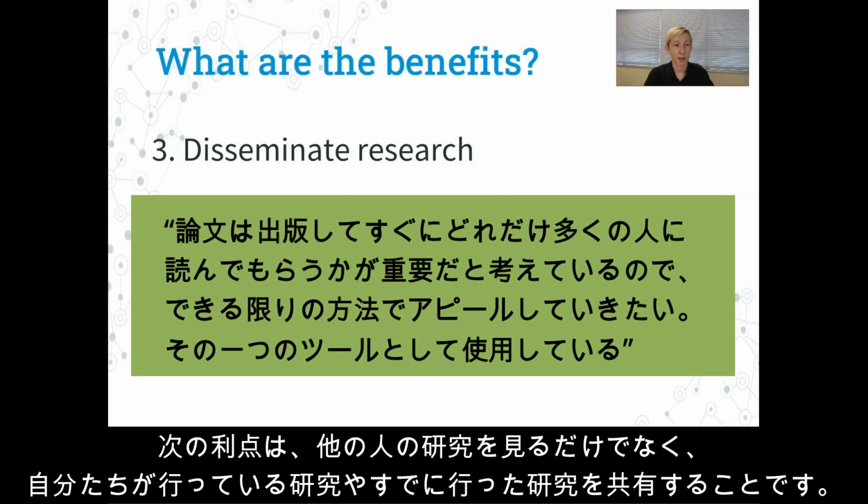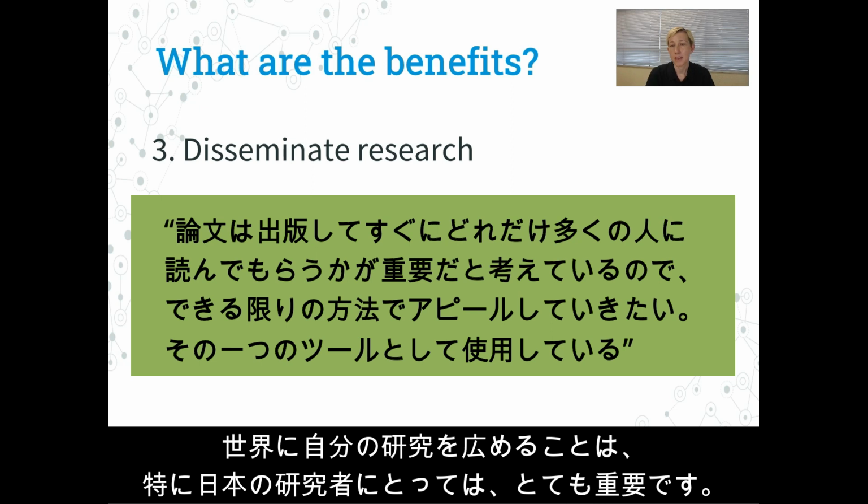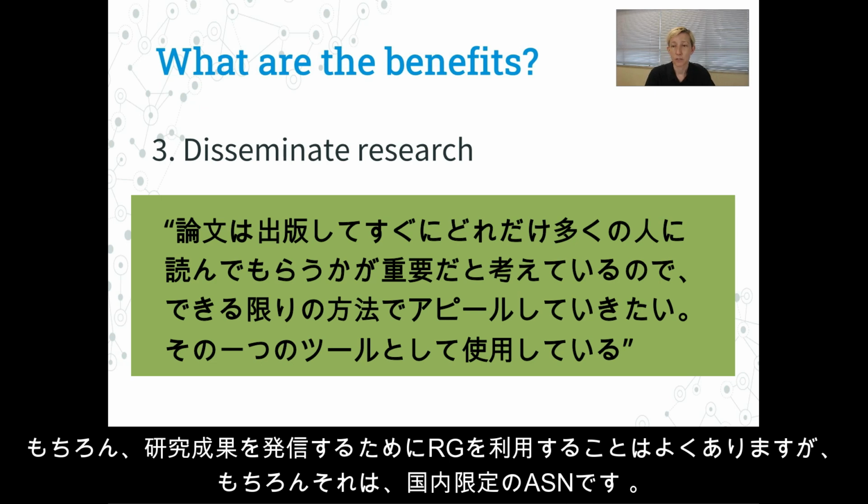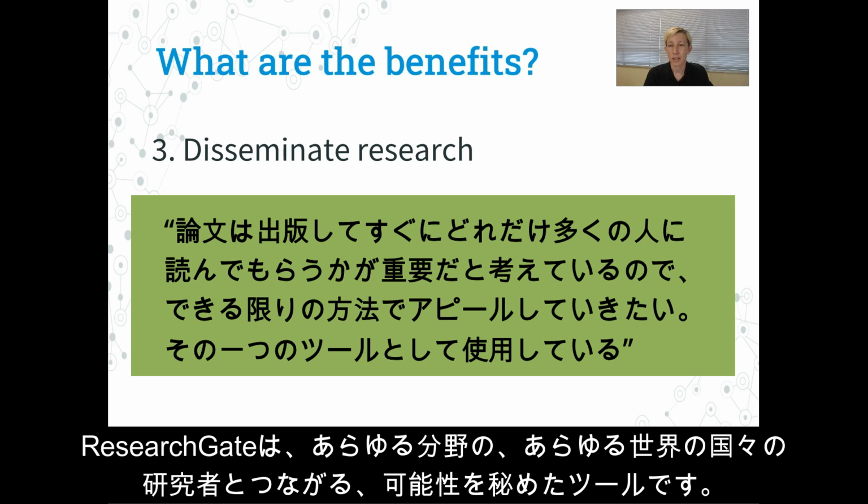So our next benefit is about disseminating our own research. So not just getting the research of others, but sharing what we are doing and what we've done. Making our research visible internationally is very important for many researchers, particularly in Japan. Of course, we are often required to use ResearchMap to disseminate our research, but it's a domestic academic social network, and so ResearchGate has the potential to reach researchers in many different contexts, in many different countries.